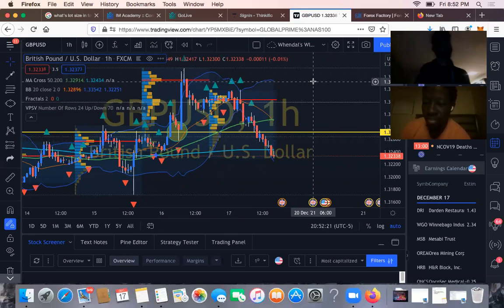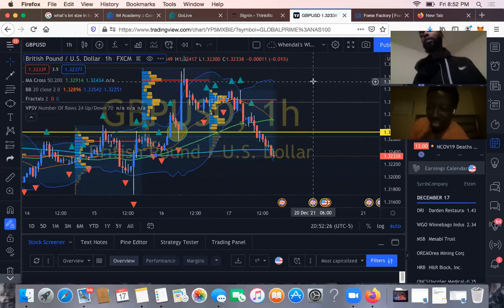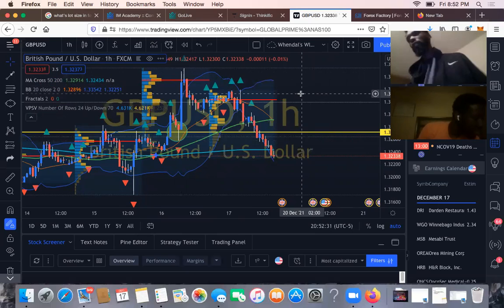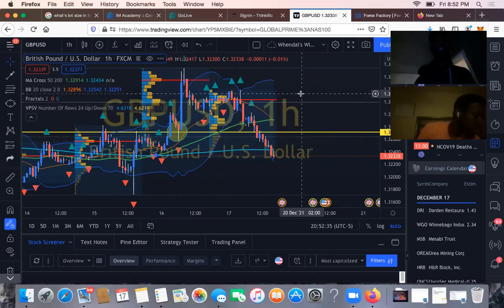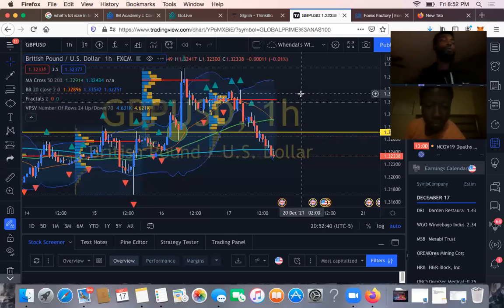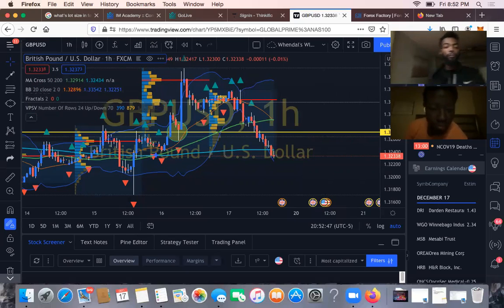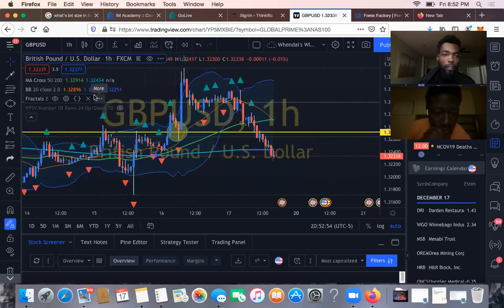Yeah, so that big candle right there was a news candle. So how I would set that up to catch that would have been this, right? All right, let's take all the indicators off. Take all the indicators off again.